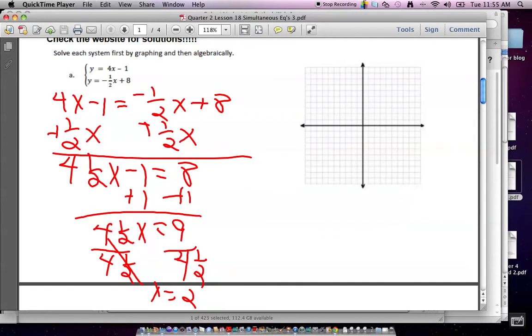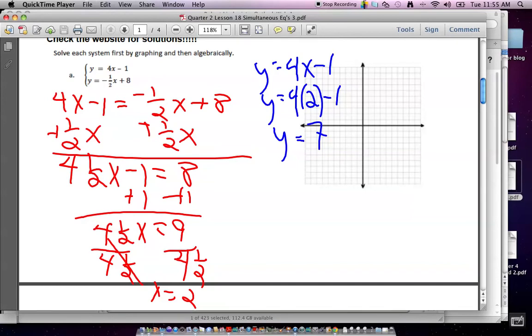So the first step is to get these things working together, set them equal to each other. Then I'm going to go back and solve y equals 4x minus 1. So y equals 4 times 2 minus 1, y equals 7. So x is 2, y is 7. I get the same solution either way, whether I solve it graphically or algebraically. They meet at the point (2, 7).